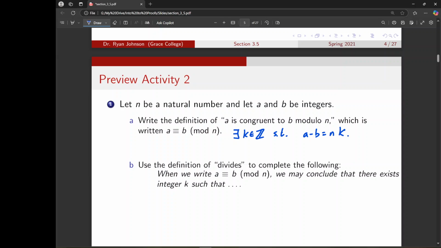Use the definition of divides to complete the following. When we write a congruent to b mod n, we conclude their existence. Oh, I did two parts at once. Okay, it's looking for you to do n divides a minus b, and then here you can then do there exists a k in the integers such that a minus b equals nk.